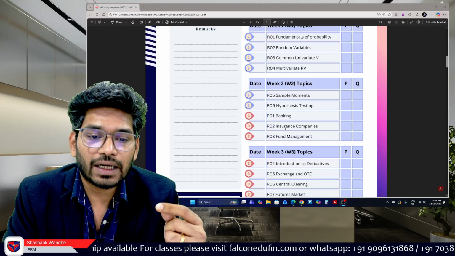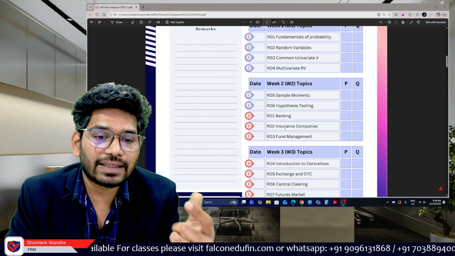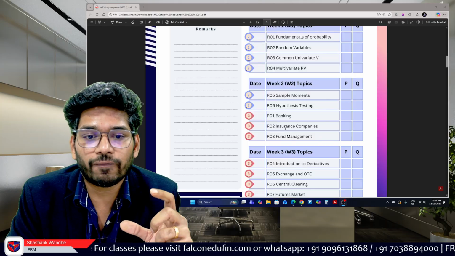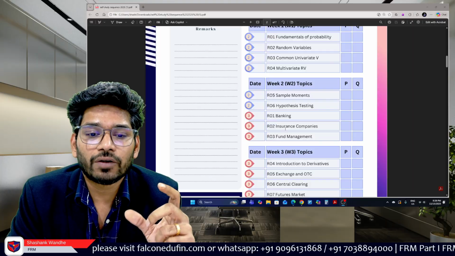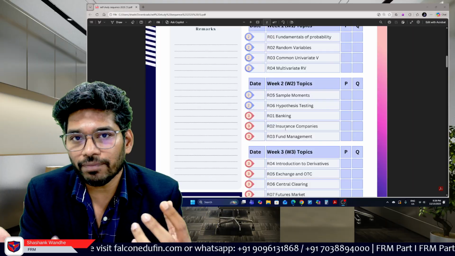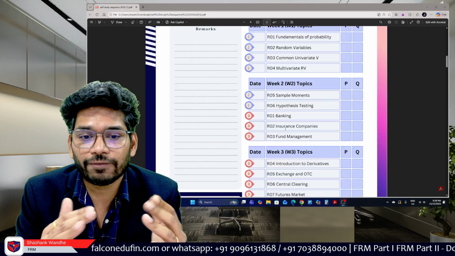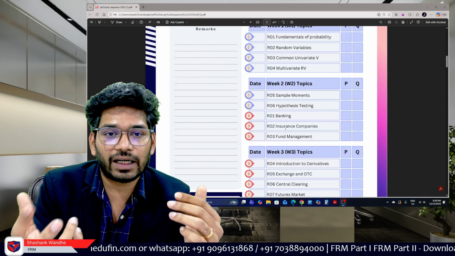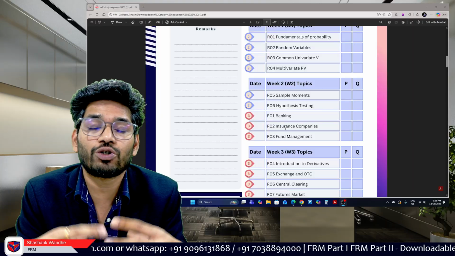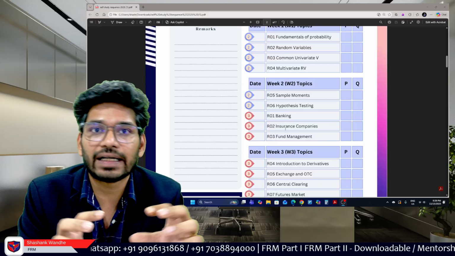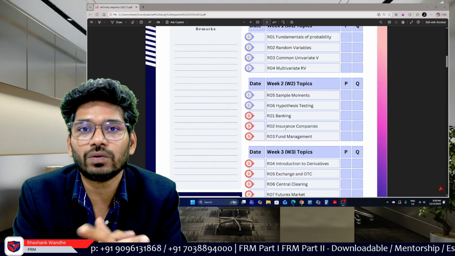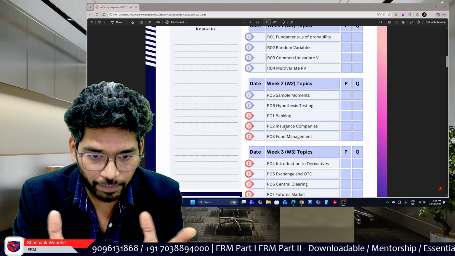Second, in many cases, I will try to fix the set or the week in such a manner that it provides a combination of some theory and some numerical parts. So if a particular week, or back-to-back 2 weeks, are becoming too numerical heavy, then I have provided some theoretical content in between. Okay, so that's how this particular structure is provided.